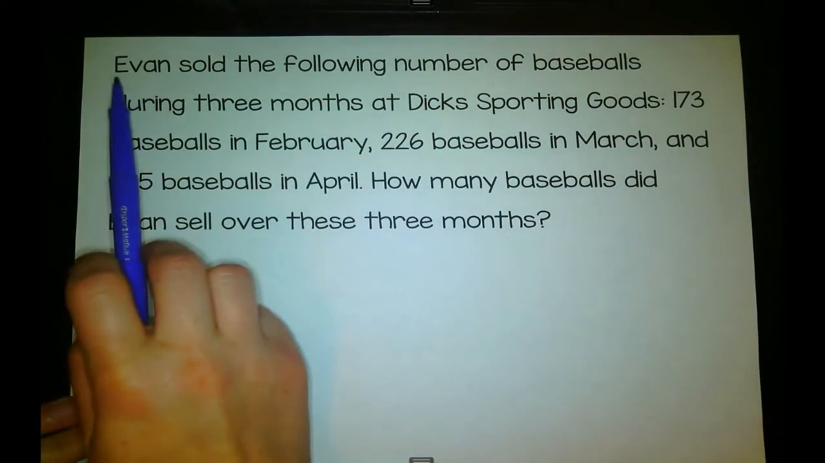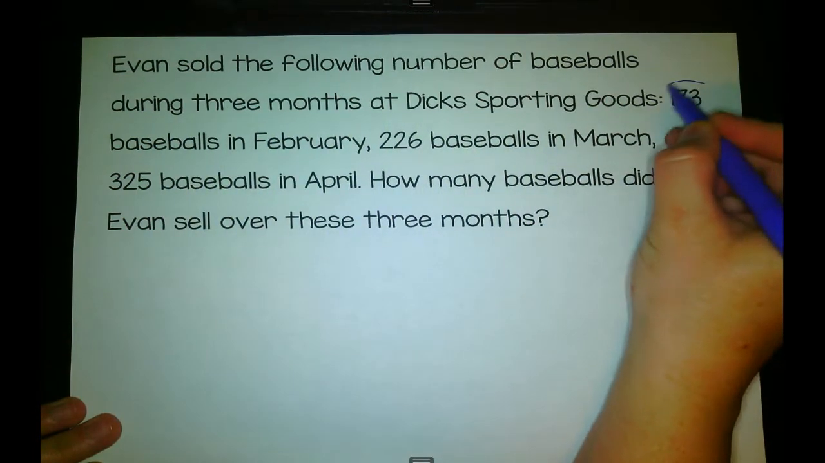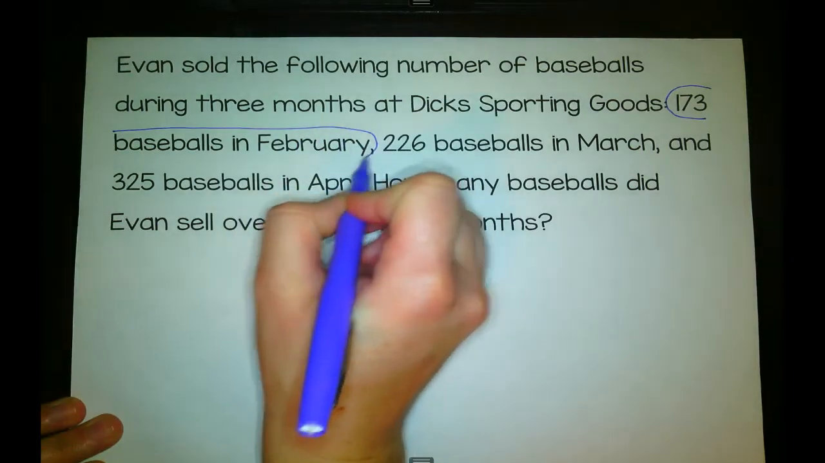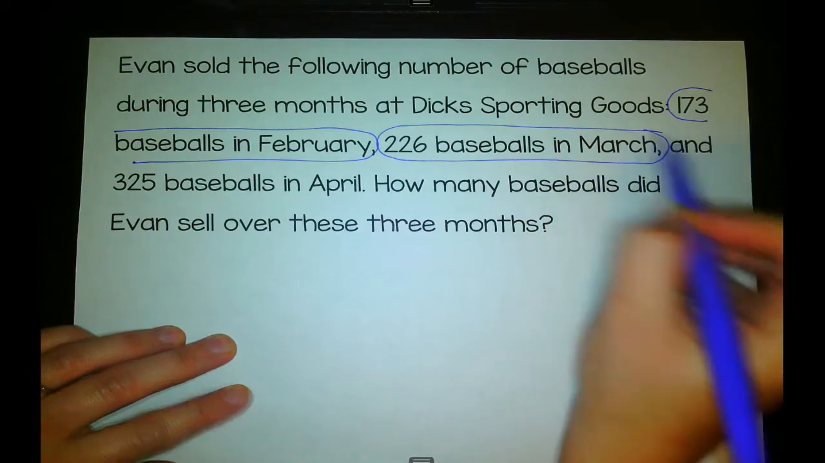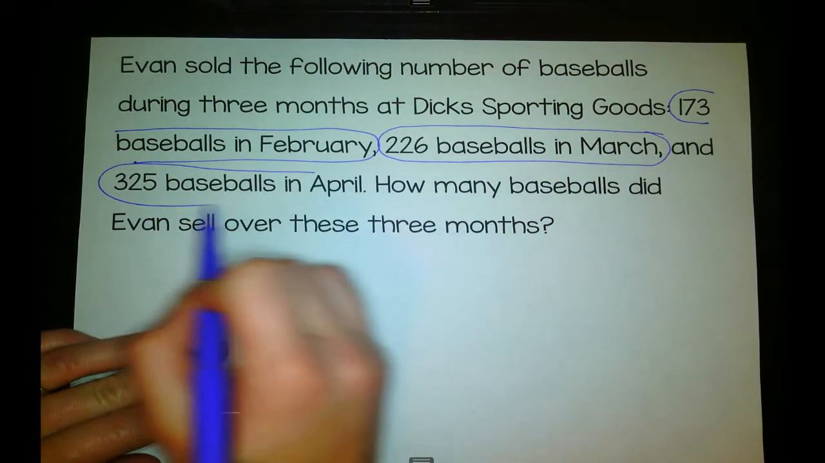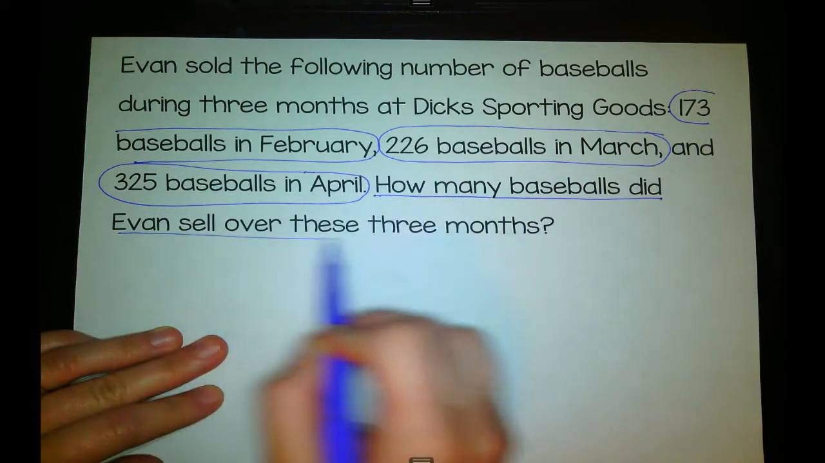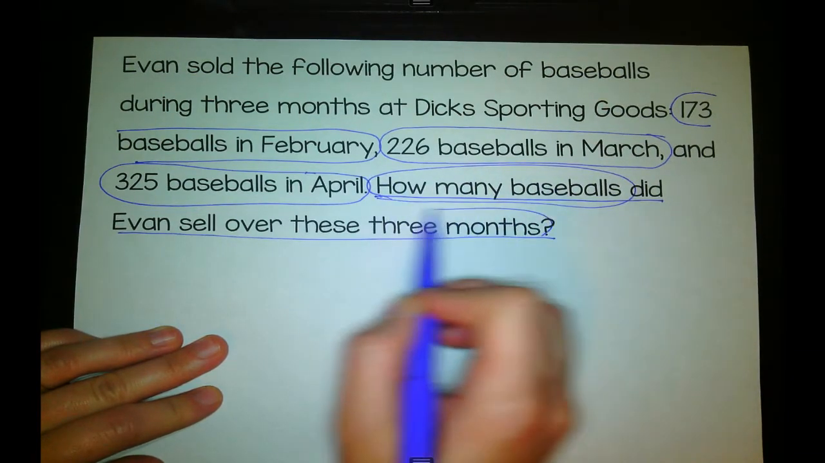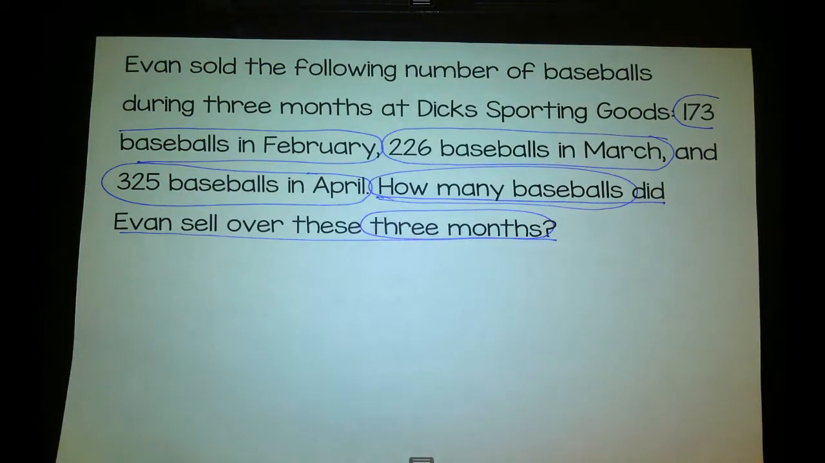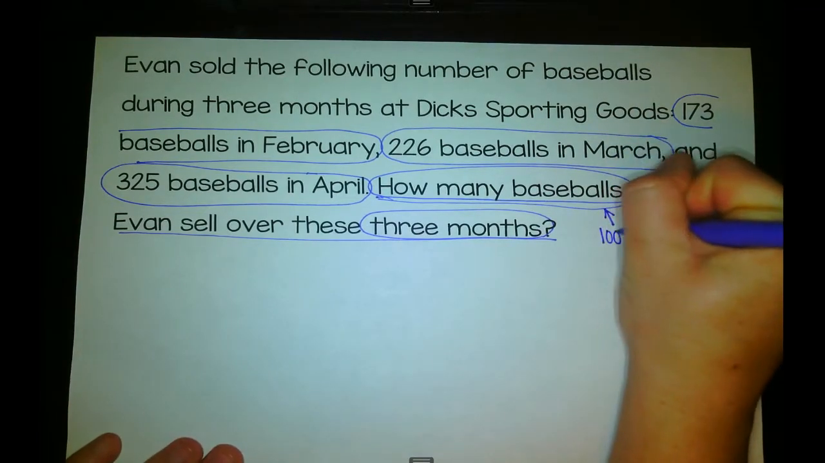So, this math story problem says Evan sold the following number of baseballs during 3 months at Dick's Sporting Goods. 173 baseballs in February, 226 baseballs in March, and 325 baseballs in April. How many baseballs did Evan sell over these 3 months? So we want to know how many baseballs over these 3 months. First, do we know the total amount of baseballs, or are we looking for the total amount of baseballs? They say how many baseballs, which tells us we are looking for our total.